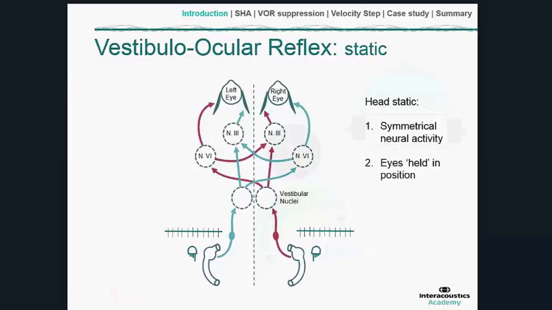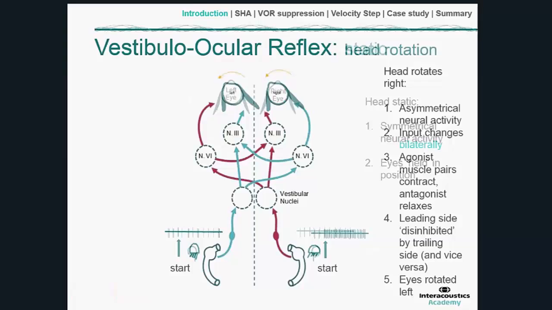So moving on, we'll now concentrate only on the angular VOR. And this shows us, again, just touching on what happens when the head is static. So there's no rotation of the head here, and what we have is a symmetrical pattern of neural activity that flows through the neurons of the vestibulo-ocular reflex to produce a balanced contraction of the extraocular muscles on either side of the eye. We're talking about the horizontal semicircular canals, so that means the lateral rectus muscles that hold the eyes horizontally. So the eyes are held in position even when the head is static.